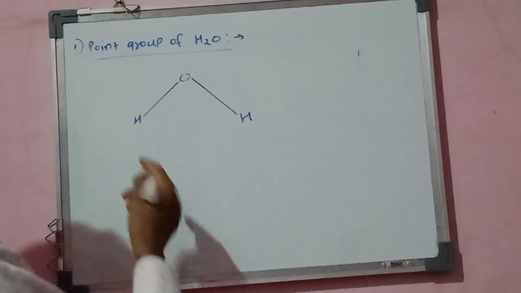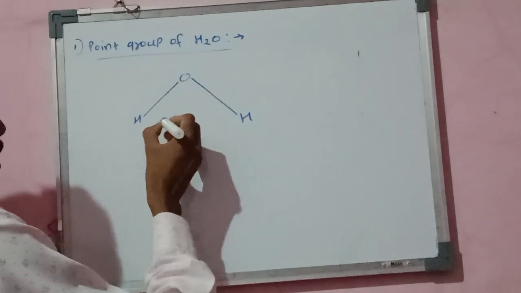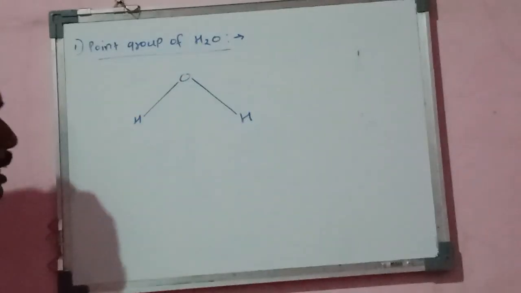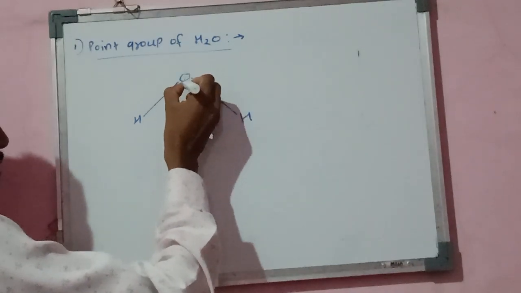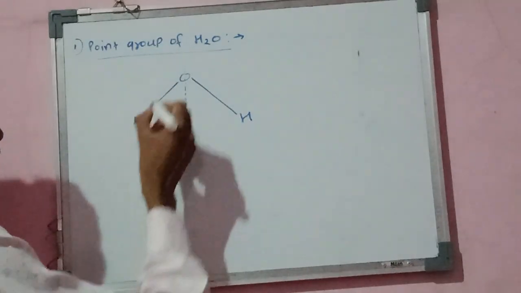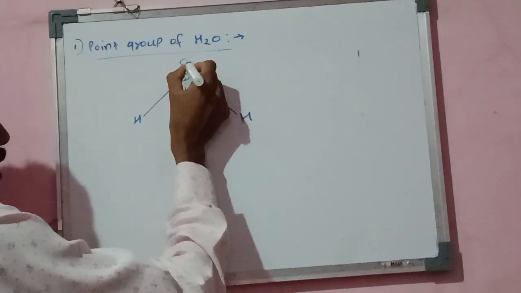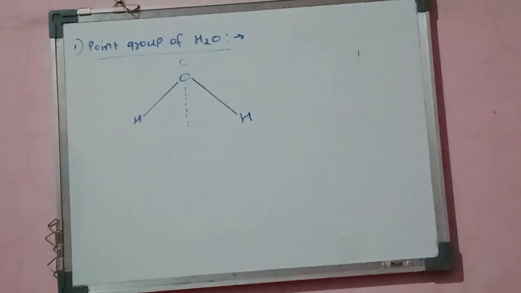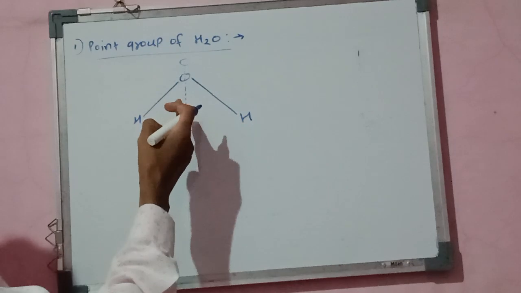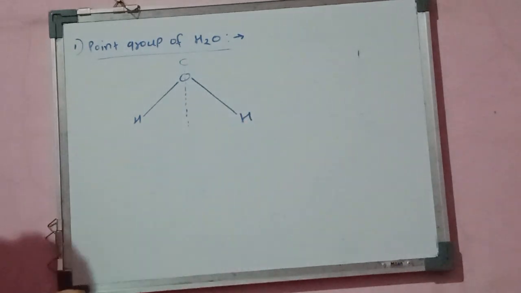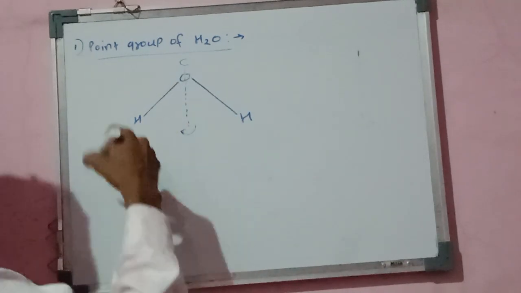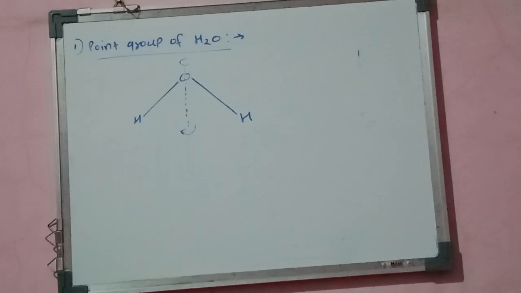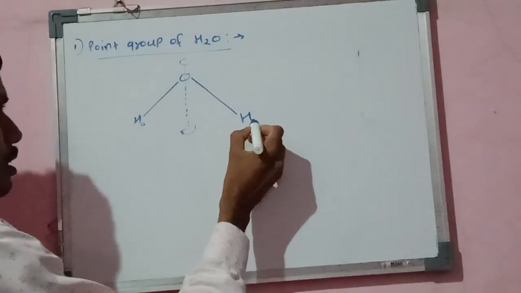We know that this water molecule has a V-type shape. We can pass an axis through the oxygen atom, means an axis of rotation C. When we pass this axis through the oxygen atom, it divides this molecule into two equal parts. And if we rotate either clockwise or anti-clockwise, then we will get a similar structure.